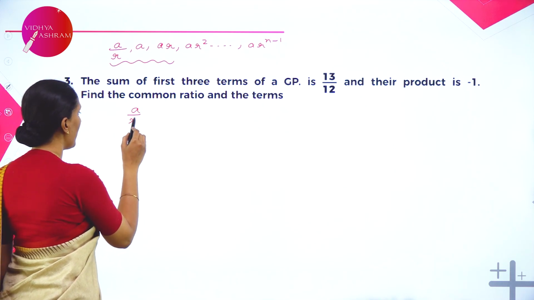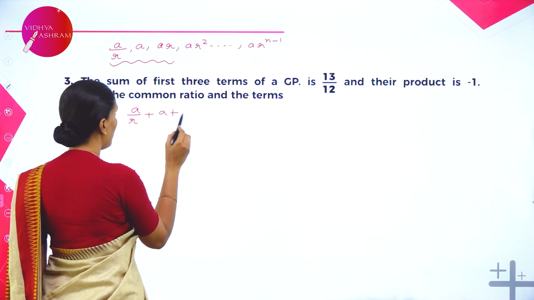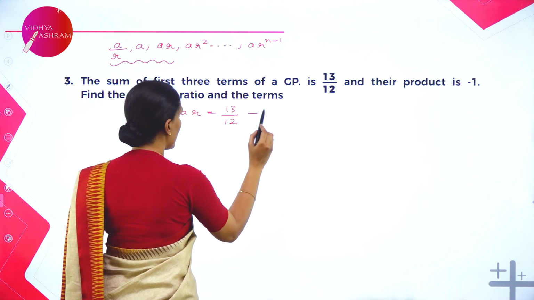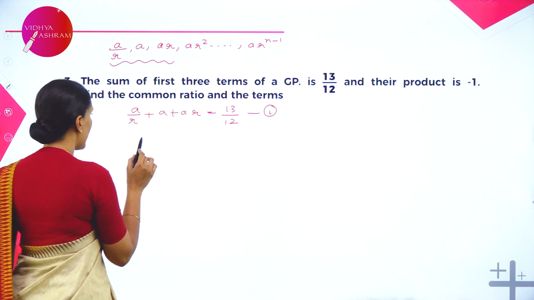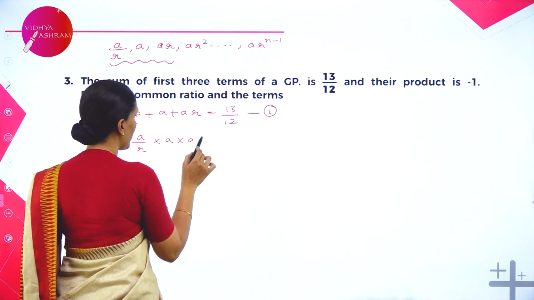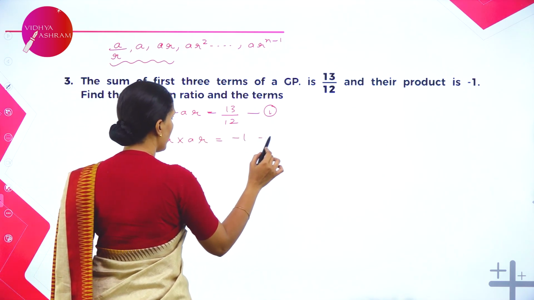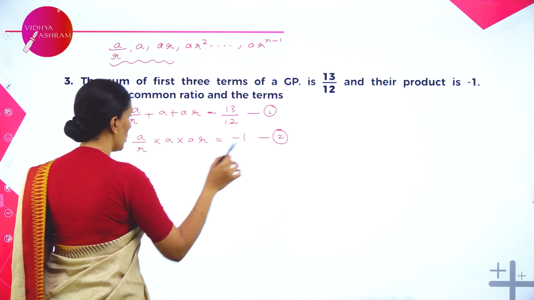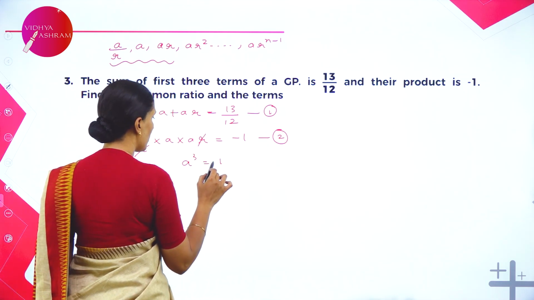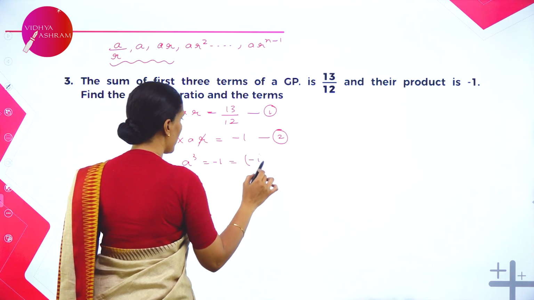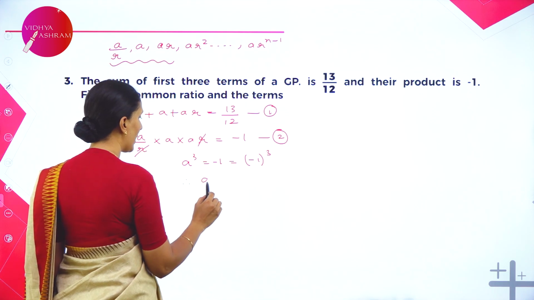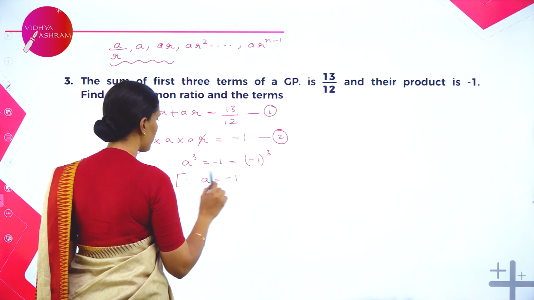They have given A by R plus A plus AR is equal to 13 by 12. Let's take this as equation 1. Second, they have given A by R into A into AR is equal to -1. Take this as equation 2. Solve this. We'll get A cube is equal to -1, which can be written as (-1) whole cube. Now the indices are the same, therefore the value of A is equal to -1.